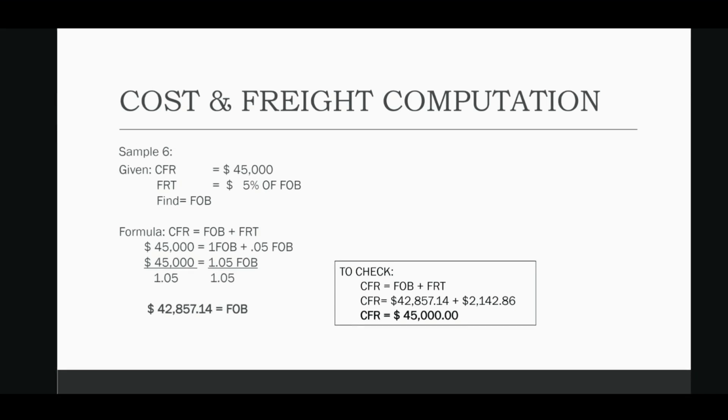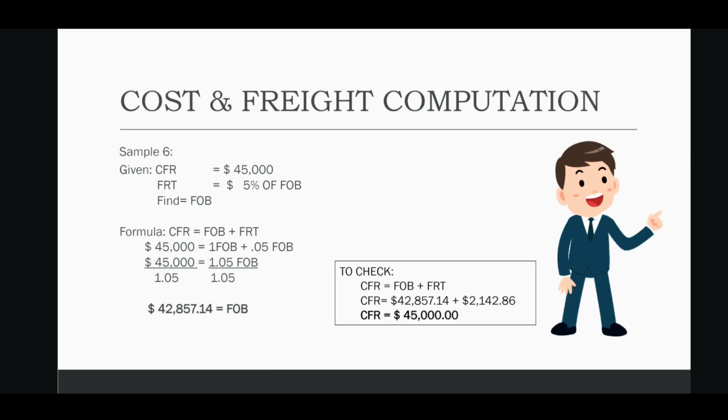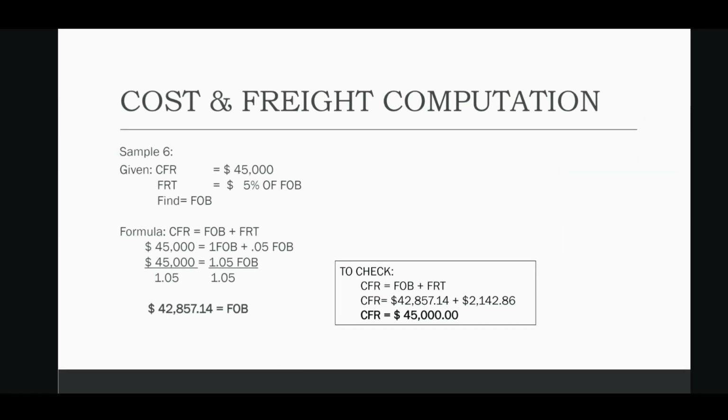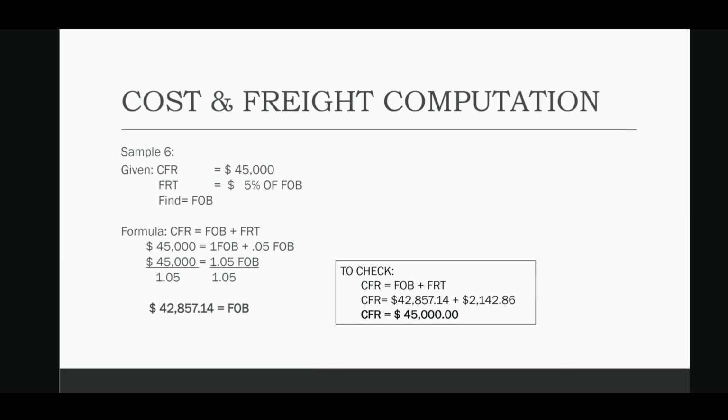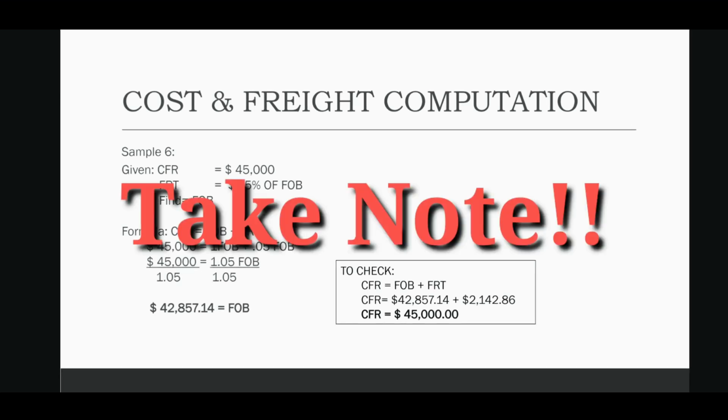So, 42,857.14 times 0.05, your answer will be 2,142.86, and that is the value of your freight. So, add your FOB and your freight, and you'll get the given CFR value of 45,000 US dollars.